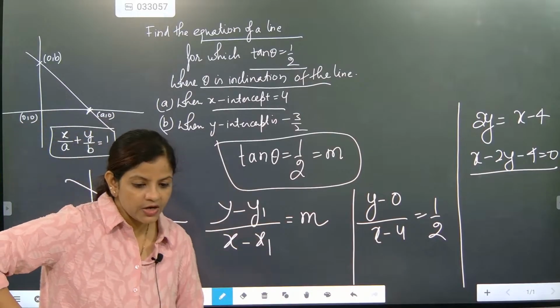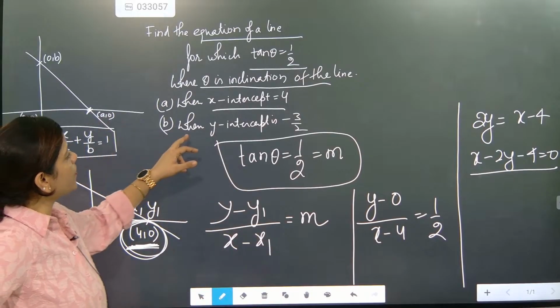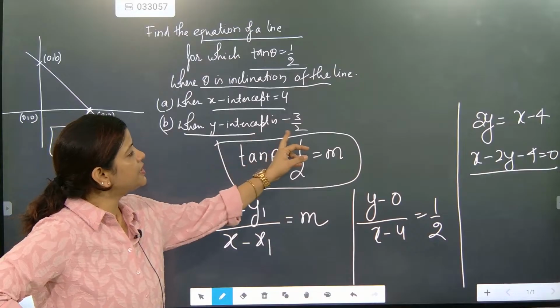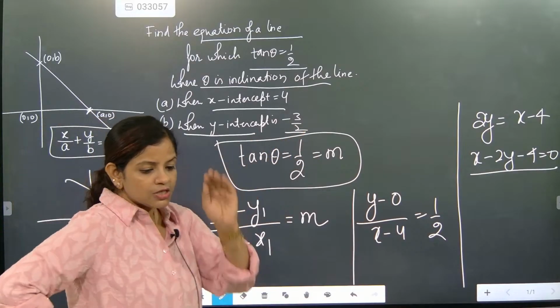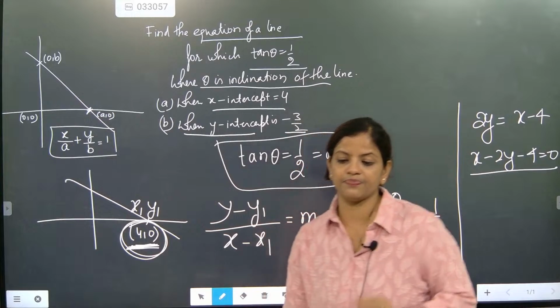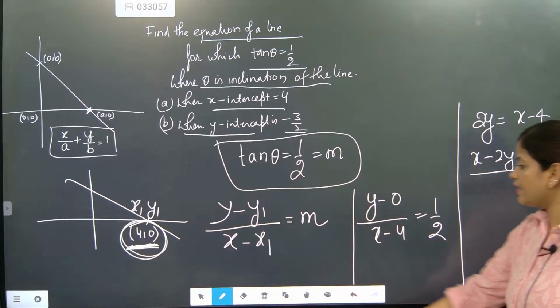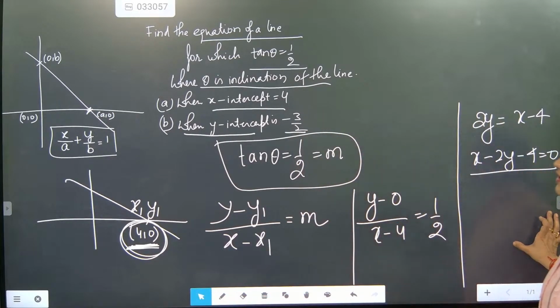What about the second question, beta? In the second part of the question, they are telling us the y-intercept is minus 3 by 2. The line is intercepting the y-axis. The slope value remains the same. I hope everybody might have understood what I have done here.